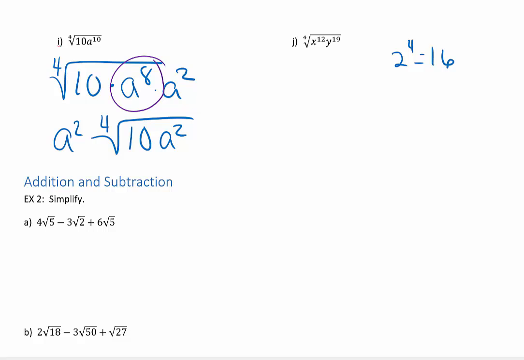To take the fourth root of the a to the 8th, I divide the exponent by 2, and I get a squared. And then the 10 and the other a squared stay inside the radical. All right, one more like this.